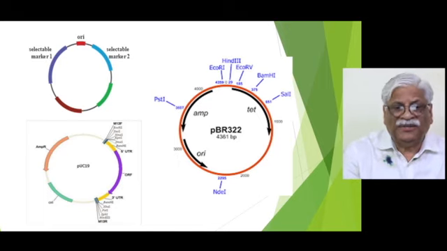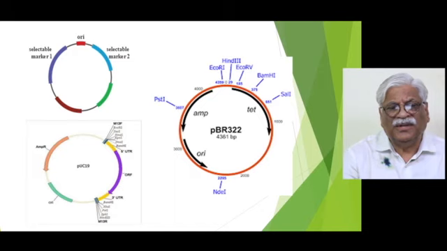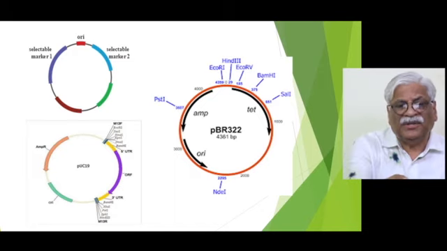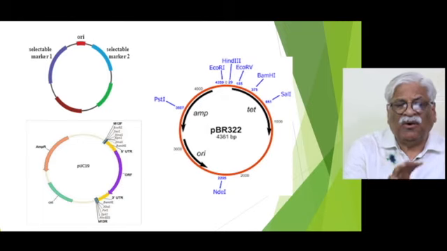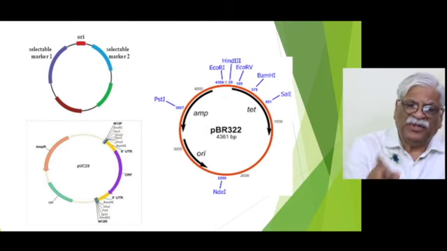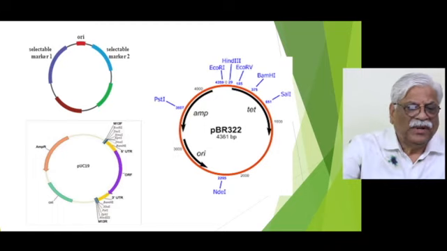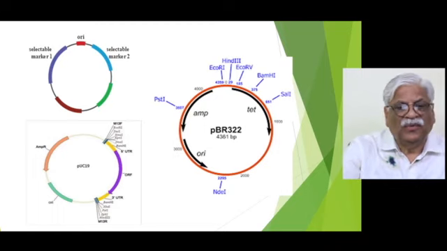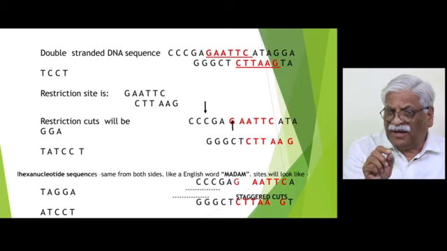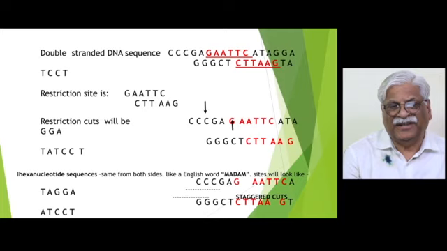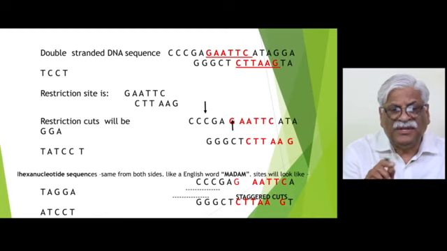And the third, if you see the most complicated structure, is known as PBR332, and again you can see EcoRI, HindIII, EcoRV, BamHI and SalI. They are all basically different kinds of restriction enzymes which are present on the structure. How is it possible? Well, see in this diagram very clearly. I have shown the double-stranded DNA sequence. So you can see CCCGA, and then in red I have shown the madam restriction site, GAATTC on one strand, and on the opposite strand CTTAAG.